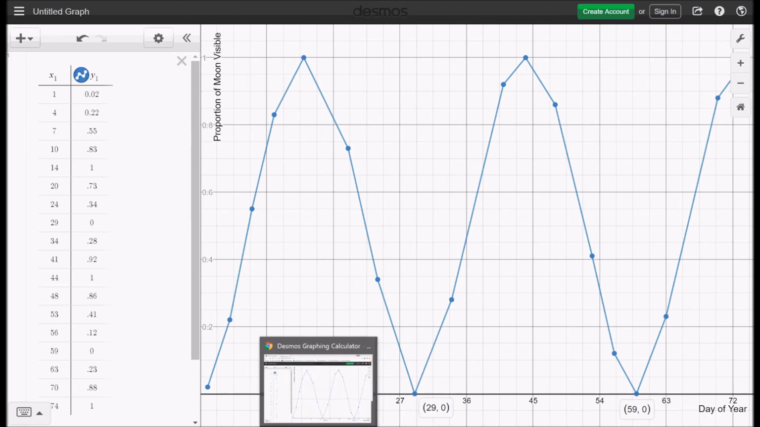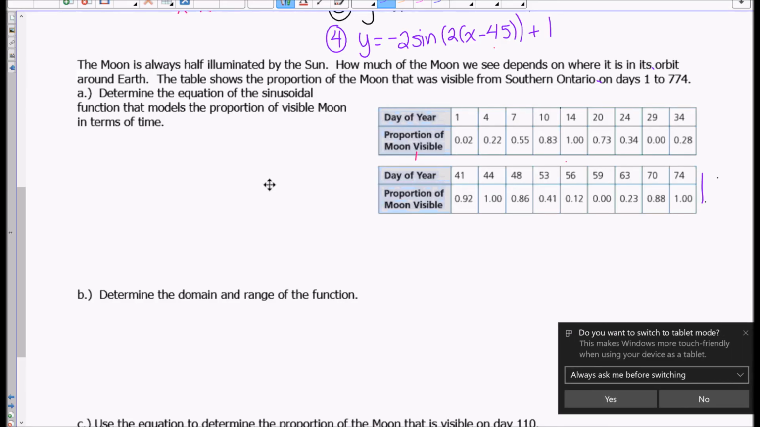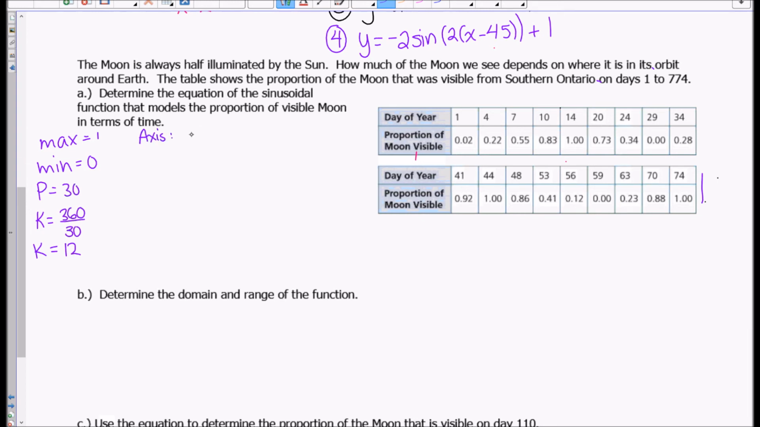Okay, so let's get all the information down, and we'll use that to help us figure out our equation. So our max is 1, our min is 0, and our period is 30. If our period is 30, then our k value is going to be 360 divided by 30. So k is going to end up being 12. All right, so let's find the equation of our axis. So I'm going to take the max and the min and average them.